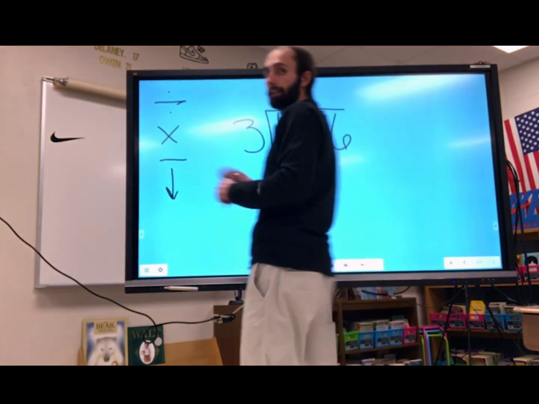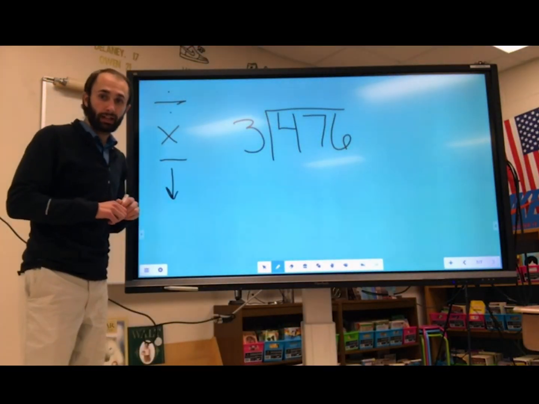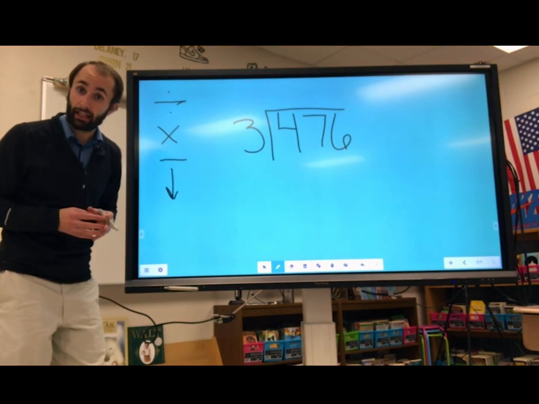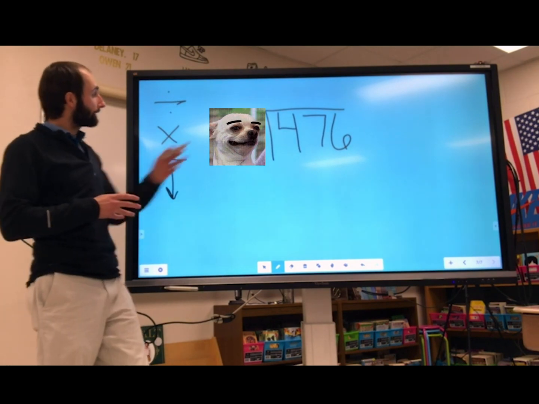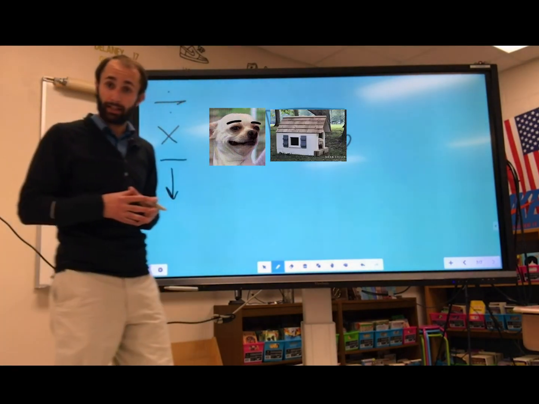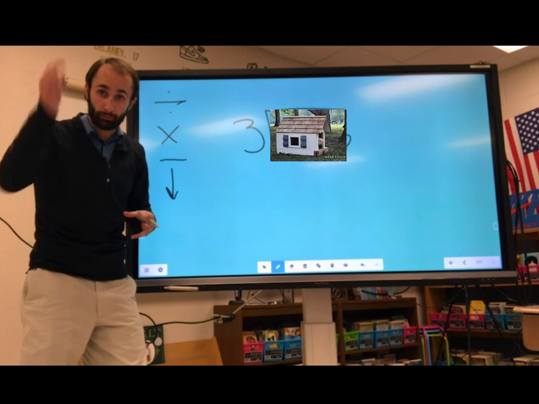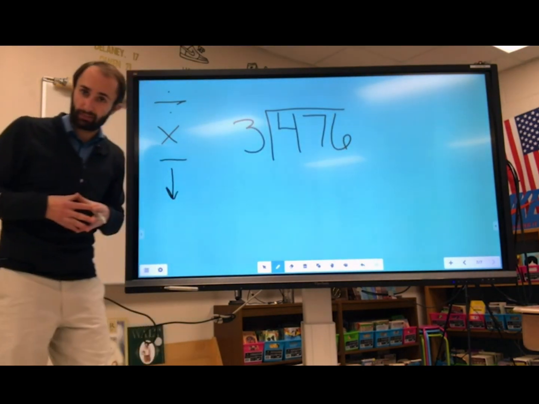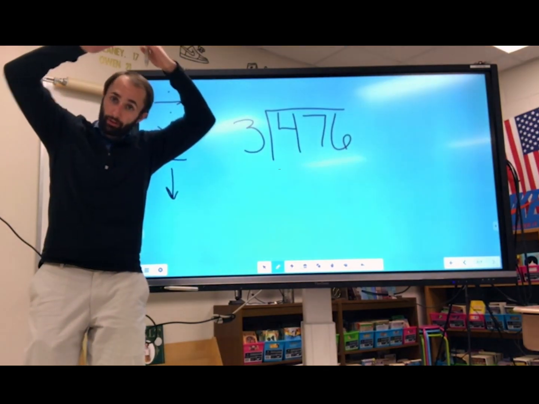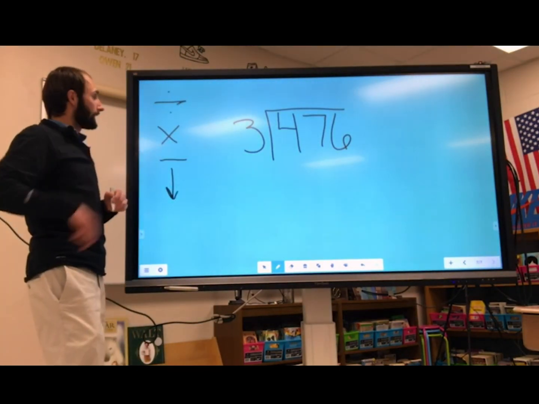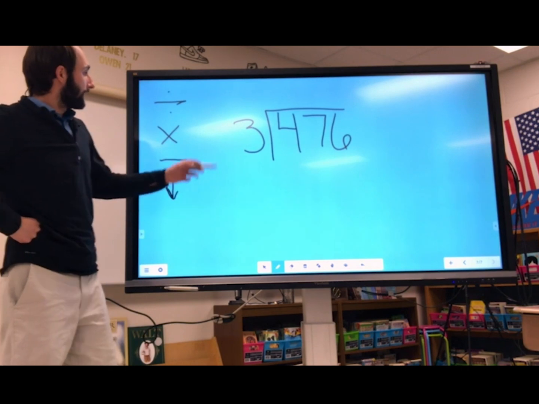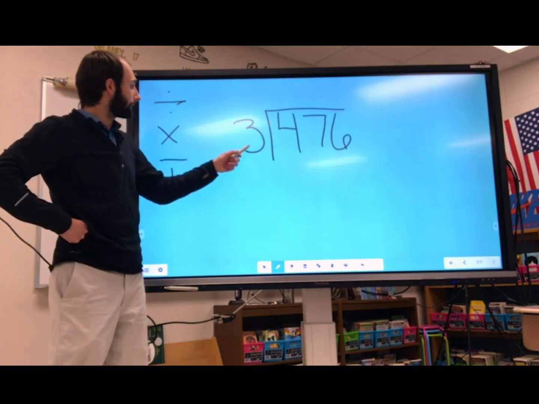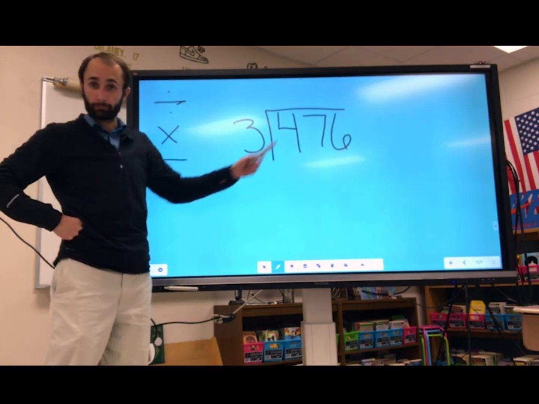476 divided by 3. Now if we quick take a look at our problem here, we have our divisor, also known in my example as the dog. We have the dividend, which in my example is called the dog house. Remember that? Dog house. Our quotient will be our answer. It will be kind of like the roof on the dog house. Okay, first step, we gotta divide. How many times does the dog go into the dog house? How many times does 3 go into 4?